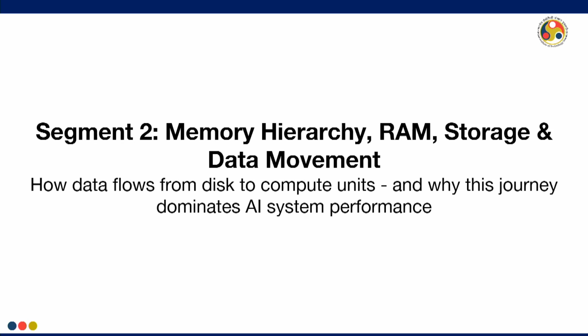So in this segment we'll talk about the memory hierarchy: where exactly the data stays, the RAM, storage, and data movement, which is very crucial because data is being moved from your memory to the caches of your CPU as well as GPU. I mean, where exactly you are transferring the data to, how data flows from disk to compute units. So exactly what is the performance gain of using different techniques or different interfaces during this flow, and why this journey dominates AI system performance, we'll talk about today.